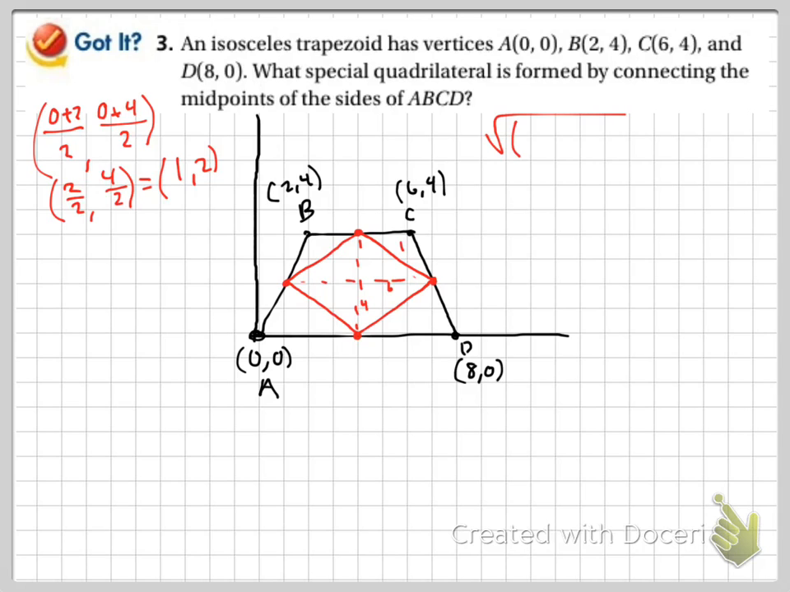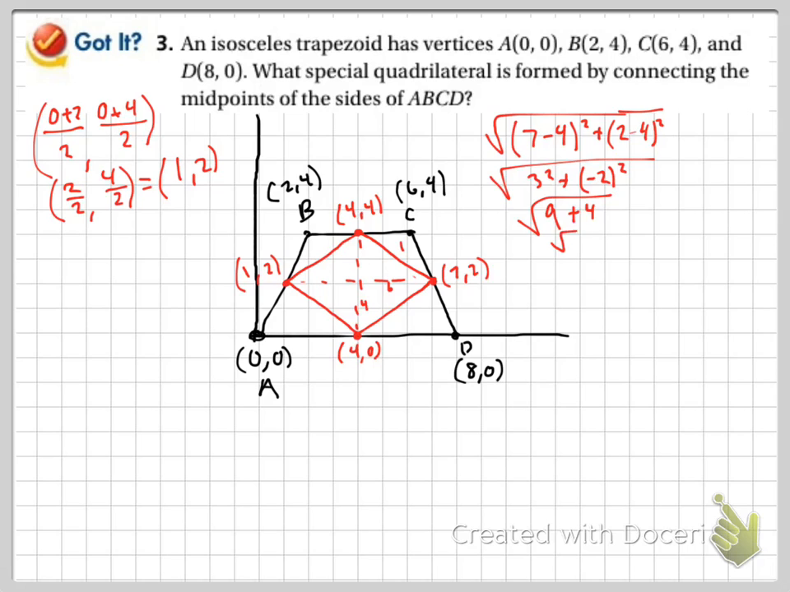Square root of, oh, I should label my points, shouldn't I? This is the point 0, 4, 4, 0. This is the point 7, 2. This is the point 4, 4. And this is the point 1, 2. Okay. So that side that I labeled 1, we'll do 7 minus 4 squared plus 2 minus 4 squared. So that's the square root of 3 squared plus negative 2 squared, which is the square root of 9 plus 4, which is the square root of 13.